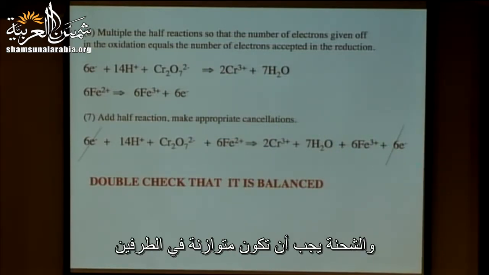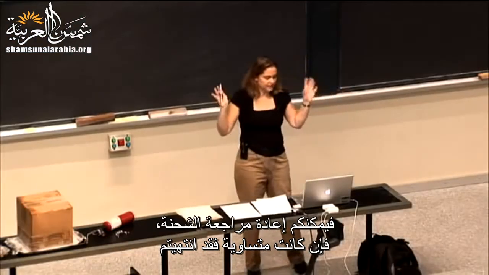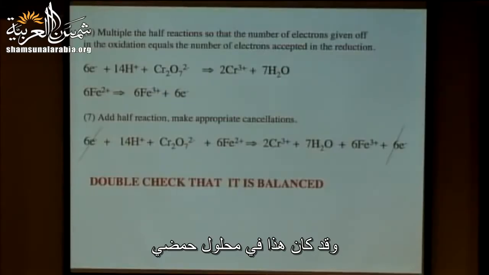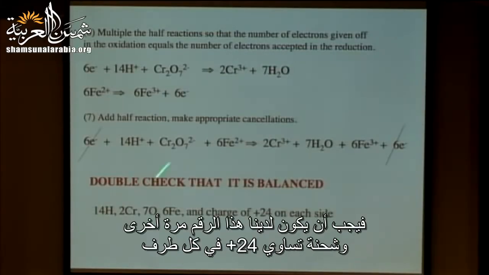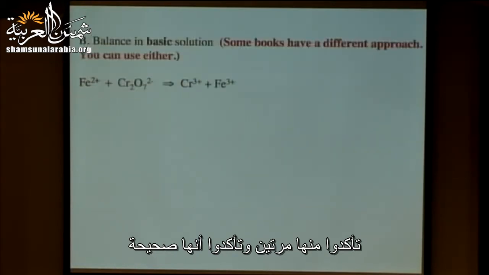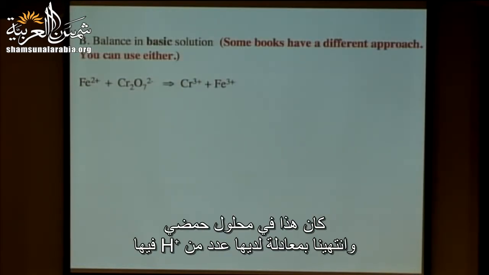And the charge also should be balanced on both sides. So you can double check that. And if it's good, then you're done. And this was in acidic solution. So we should have, again, this number and then a charge of plus 24 on each side. Double check, make sure it's correct. So that was acidic solution. And we ended up with an equation that had H pluses in it.